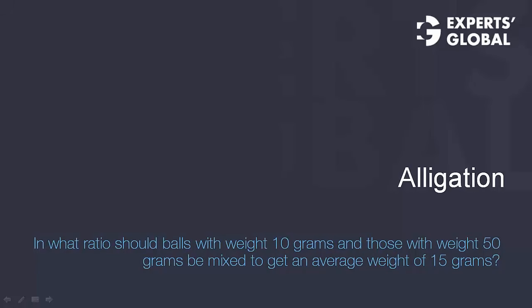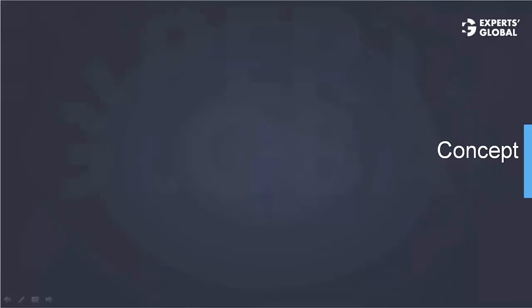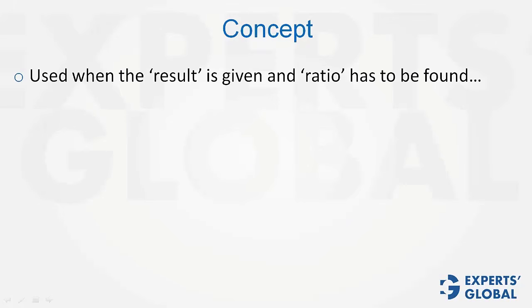This is a session on the very interesting concept of alligation. Look at the question here. What did you get? Did you get 7:1? Did you get that in less than 30 seconds? If not, visit this slide again after watching the video. Let's start from the basics. The concept is that alligation is used when the result is given and the ratio has to be found.